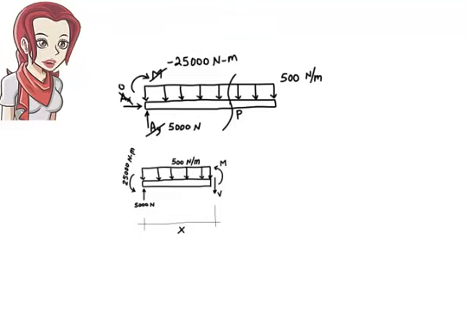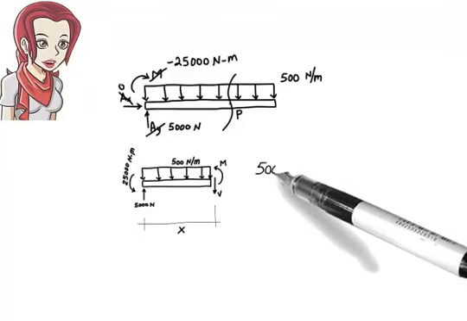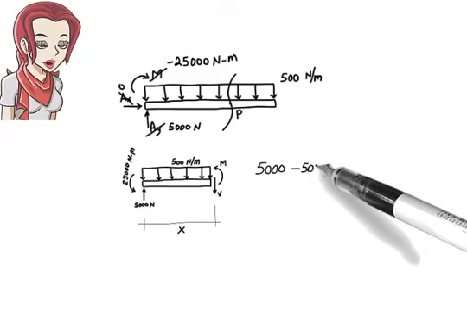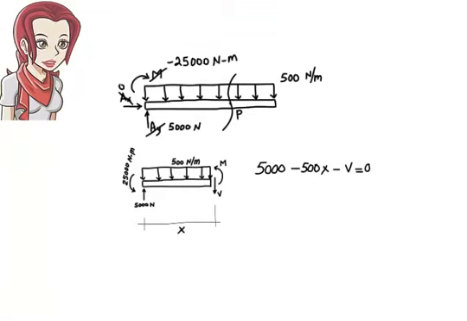Now write the equilibrium equations in terms of x. We have sum of the forces in the y direction must be 0. That is 5,000 minus 500x minus V equals 0. Here, 500x is the area of the distributed load applied to the segment. The rectangular load has a height of 500 and a base of x. Therefore, its area is 500 times x.